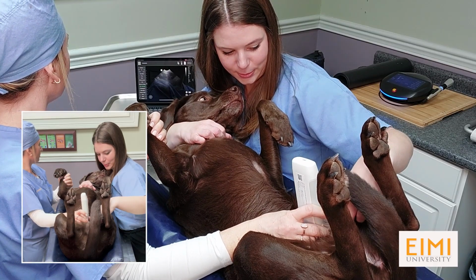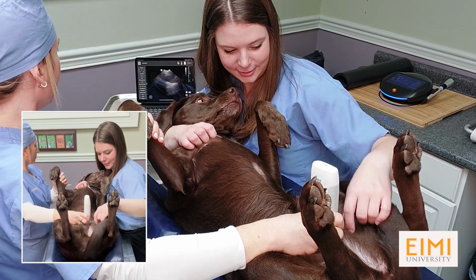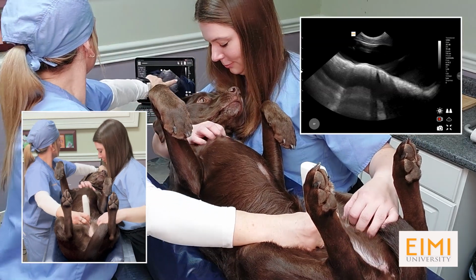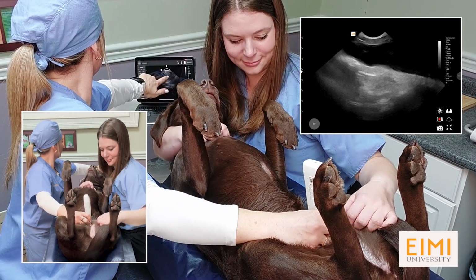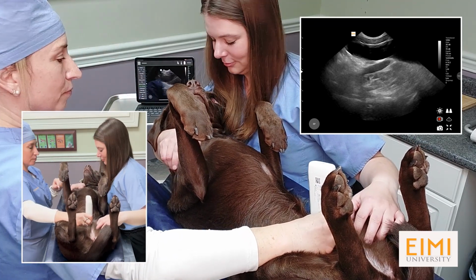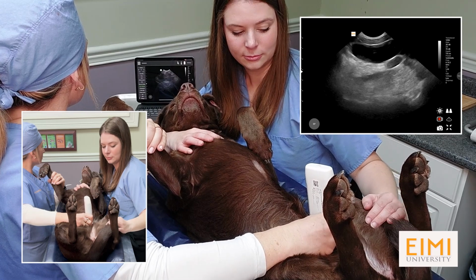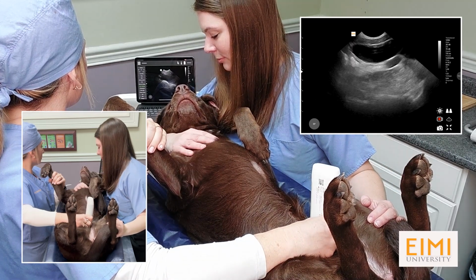The technique is similar in dorsal recumbency. Position the probe in a sagittal orientation over the ventral caudal abdomen and locate the cranial aspect of the bladder. Fan right to left over the extent of the bladder while sliding the probe caudally as needed to visualize the trigone and proximal urethra.